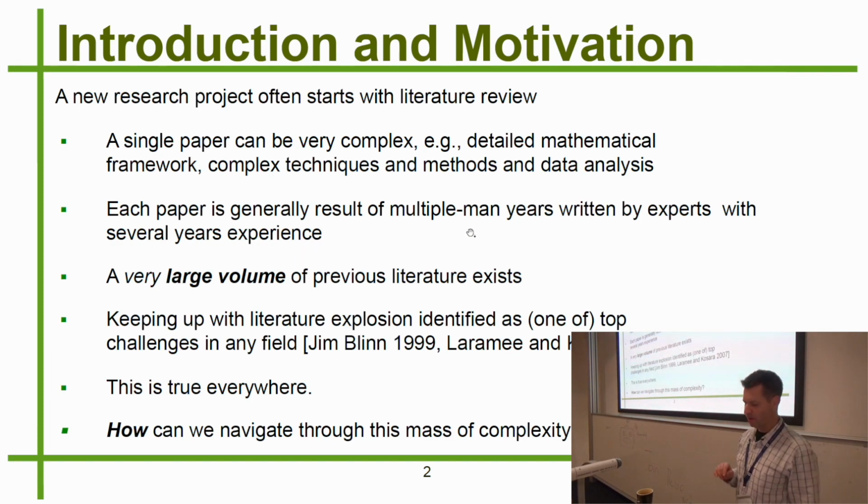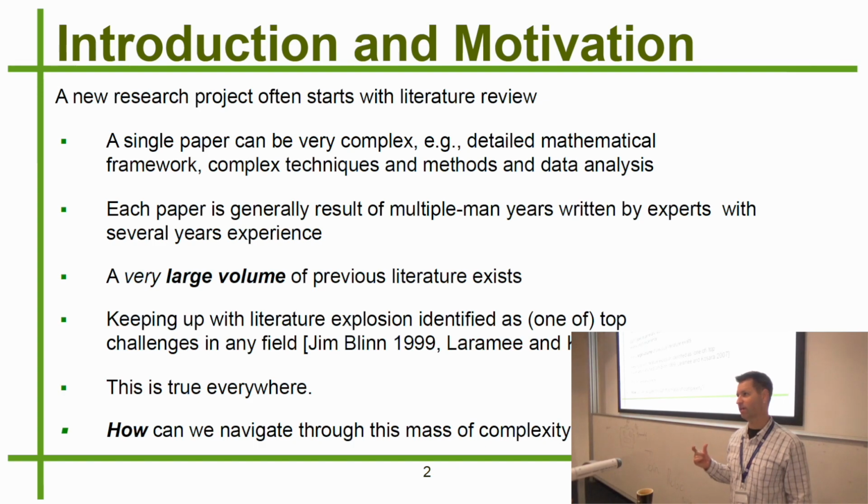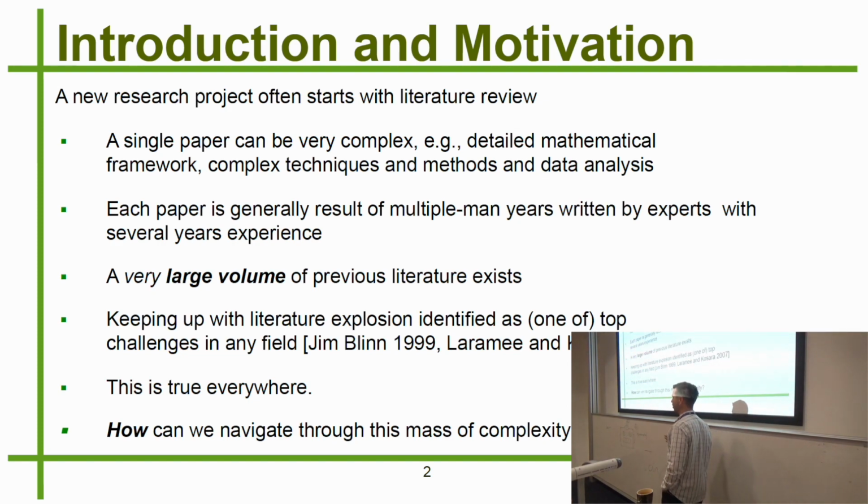And there's a very large volume of previous literature, right? There are millions and millions of papers published every second. There have been so many papers published that it's really, really difficult to navigate this landscape due to the volume. So you have complexity and you have volume combined. These are the challenges you're facing. Keeping up with the literature explosion is commonly identified as one of the top unsolved problems in any field, in any field, right?